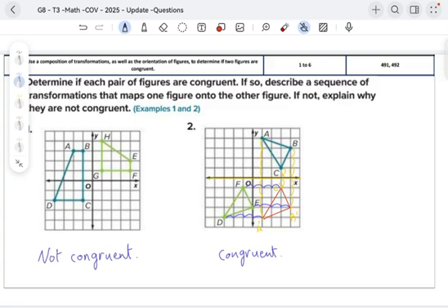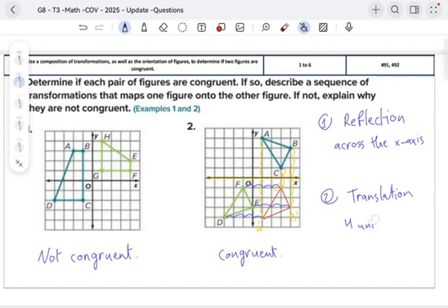And the sequence of transformation: first we have a reflection across the x-axis, and then we have a translation 4 units to the left.